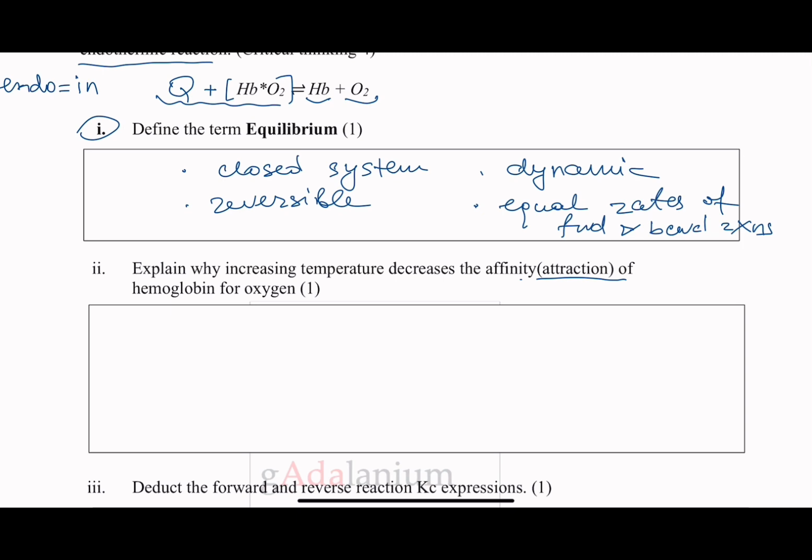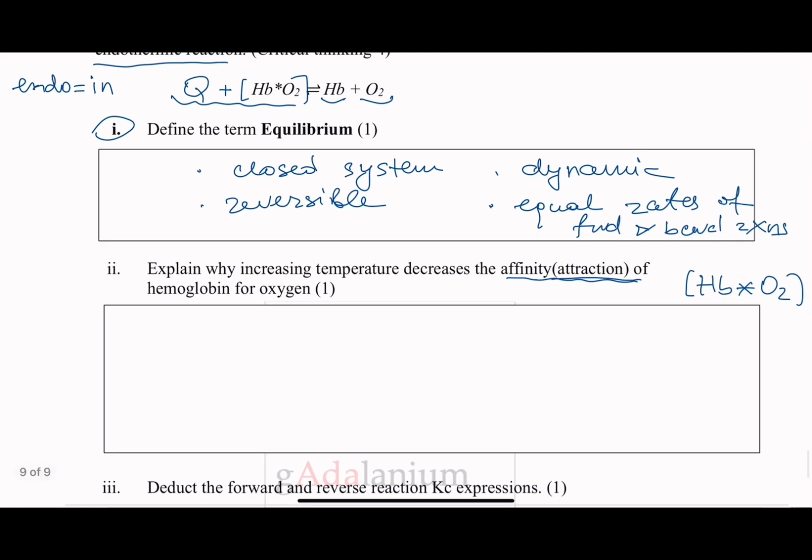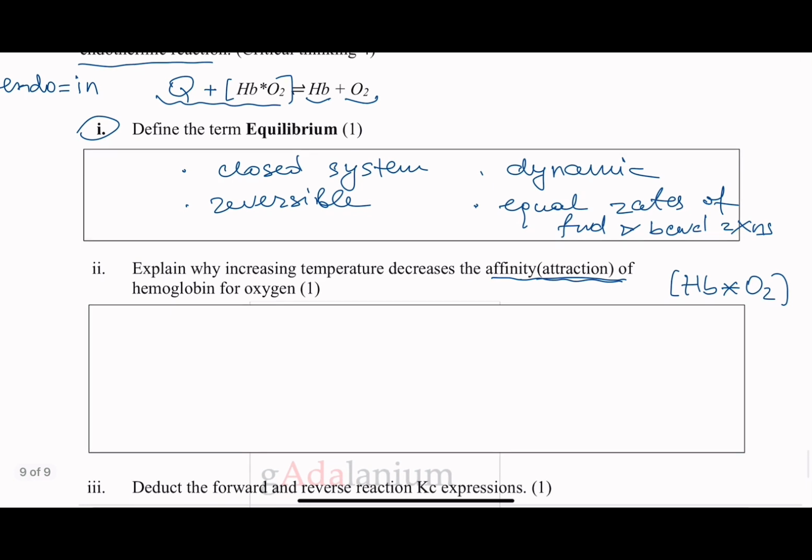So what they're asking is, hemoglobin is getting affected by temperature. Affinity attraction means that hemoglobin no longer attaches as well to oxygen as before. Now we will solve this together with you guys. Let's use the Le Chatelier principle because it's saying increasing the temperature. So a disturbance, action, and result table. Increasing the temperature is my disturbance. My action would be decreasing the temperature.